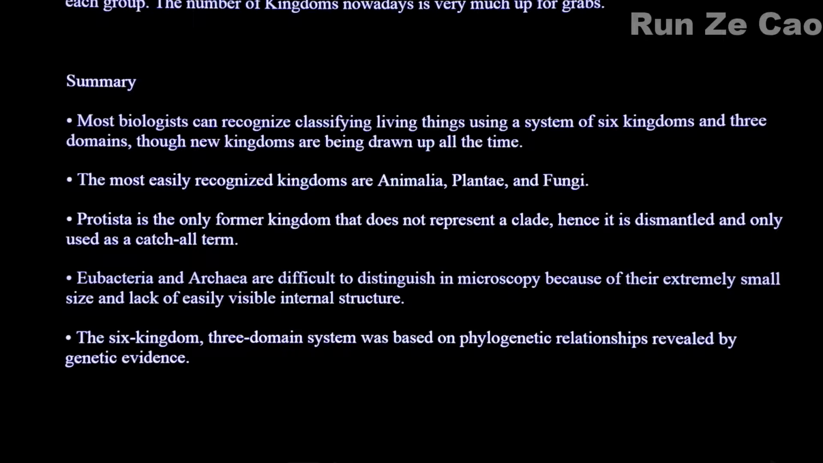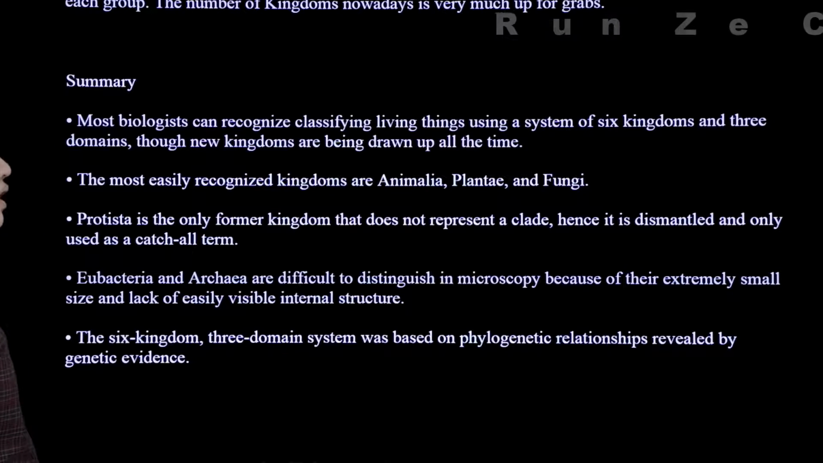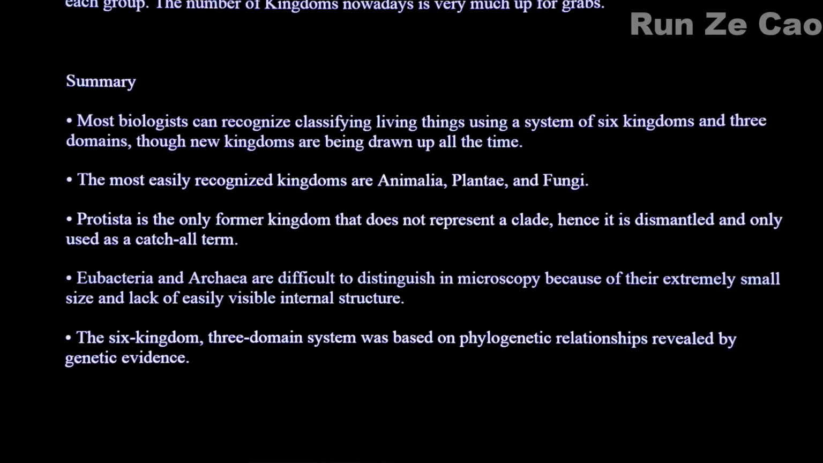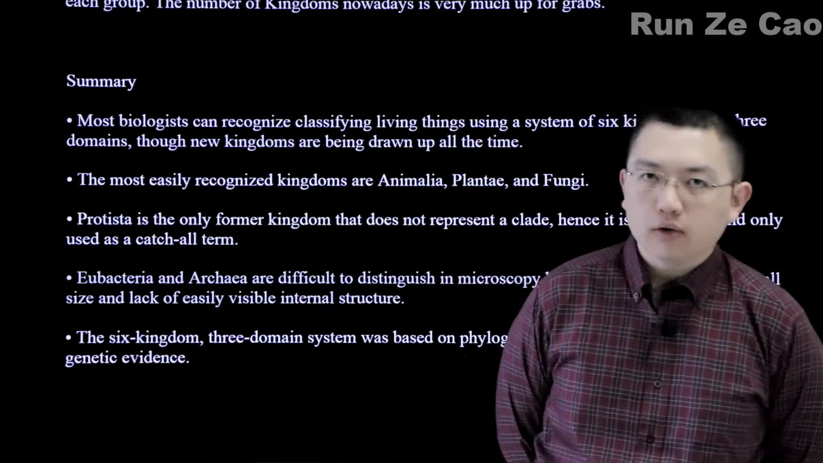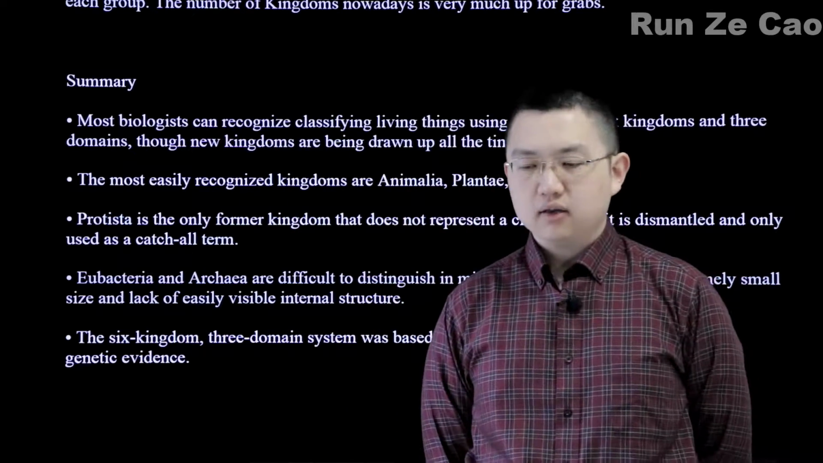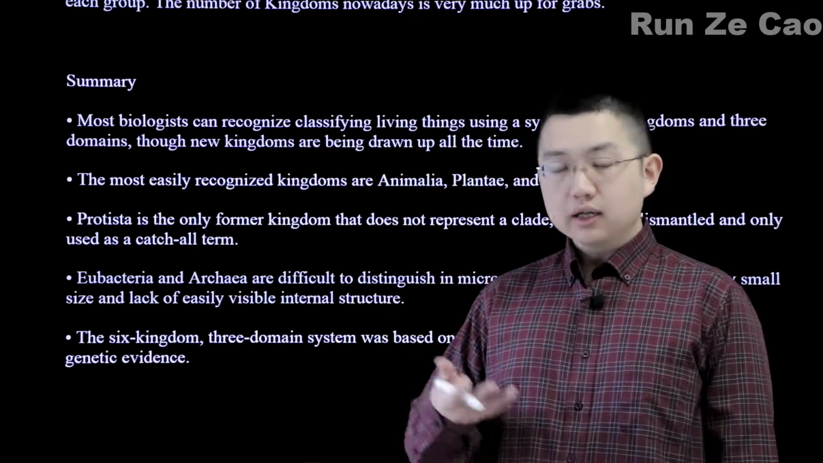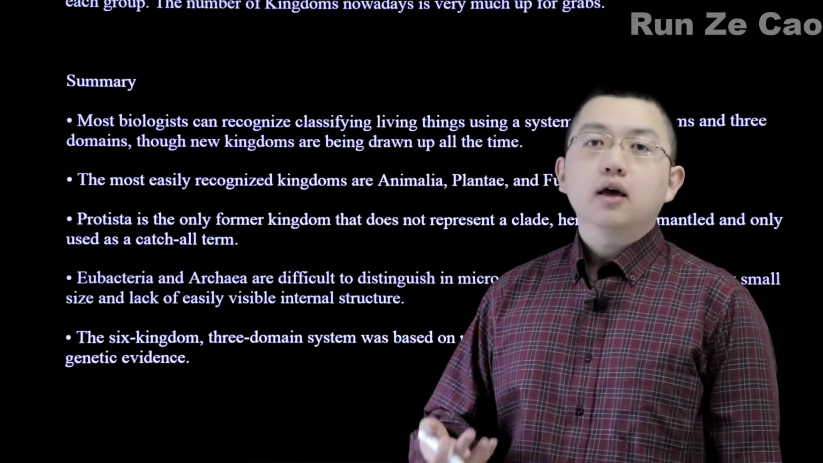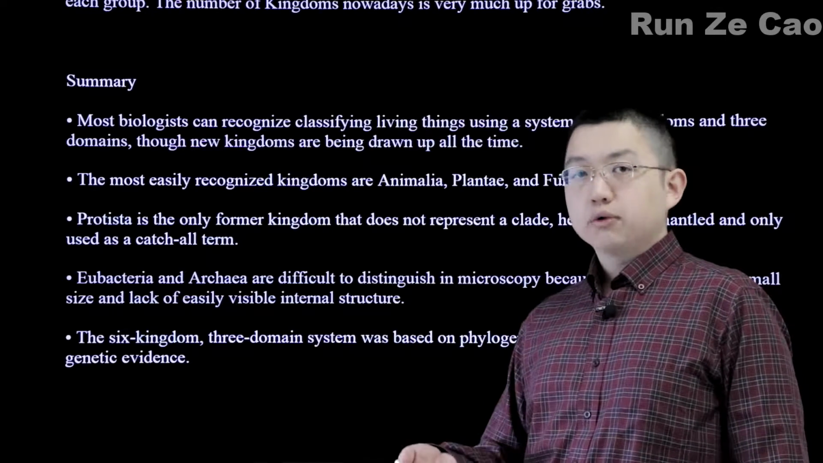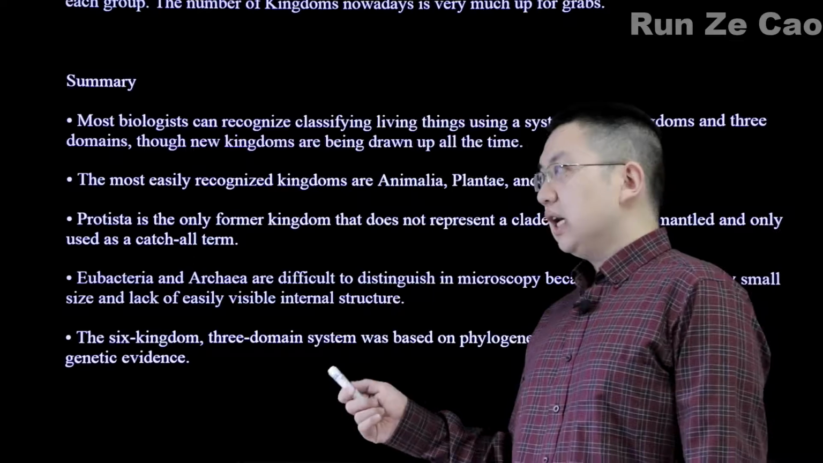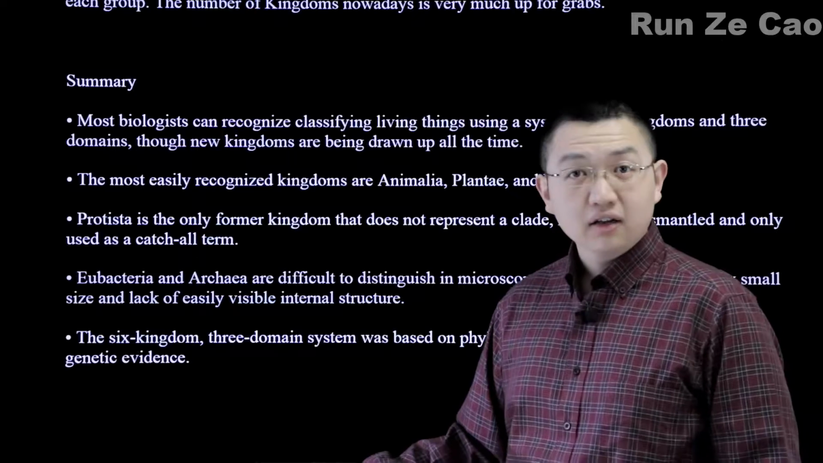So, in summary, most biologists can recognize classifying living things using 6 kingdoms and 3 domains. New kingdoms are being drawn up all the time. However, if you talk to somebody about, oh, I have a lot of protists in this sample of water, or I have this many cells of protists per liter in this water sample, they will, for the most part, understand. Because even though Protista as a group is defunct, it is still such a convenient term that biologists, for the most part, let it slide.